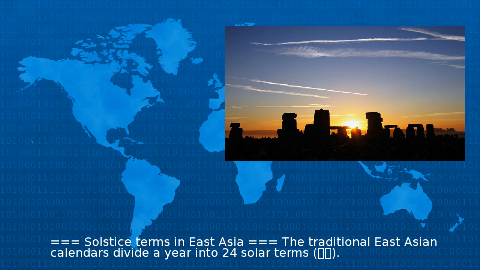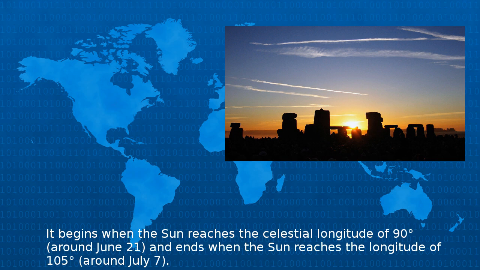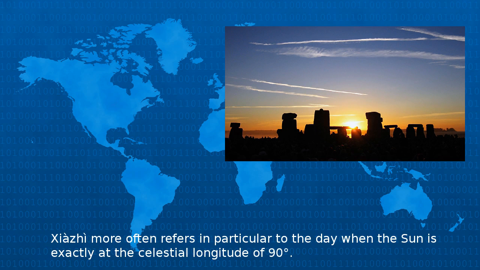Solstice terms in East Asia. The traditional East Asian calendars divide a year into 24 solar terms. Xiazhi, Pinyin, or Geshi, Romaji, Chinese and Japanese, Hachi, Korean, Hạ chí, Vietnamese, literally summer's extreme, is the 10th solar term, and marks the summer solstice. It begins when the sun reaches the celestial longitude of 90 degrees, around June 21st, and ends when the sun reaches the longitude of 105 degrees, around July 7th. Xiazhi more often refers in particular to the day when the sun is exactly at the celestial longitude of 90 degrees.